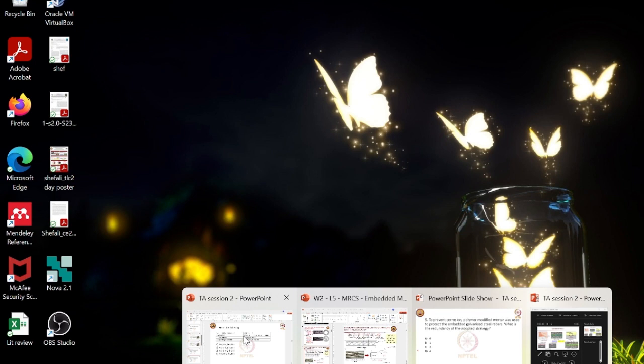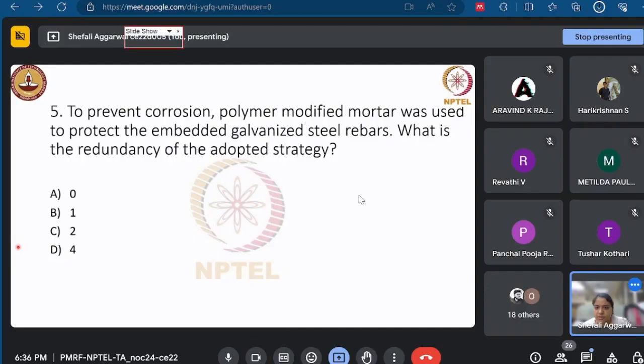Here you are using that redundancy, the one you were telling in structure you get now. To prevent corrosion, polymer modified mortar was used. First, you know polymer modified mortar, right? We are adding polymers in the mortar. Simple.